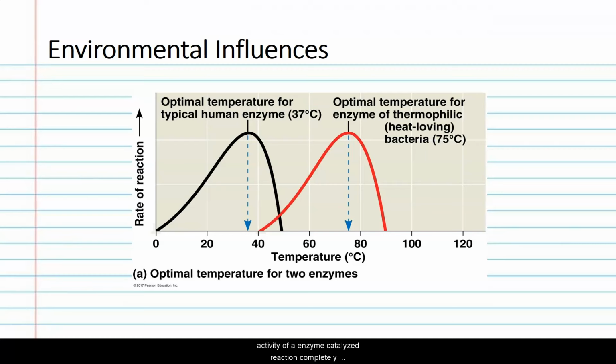And you'll notice that the activity of an enzyme catalyzed reaction completely disappears. Right? It drops off because we've denatured the proteins. They're no longer active. The same holds true for our thermophilic bacteria. It just happens at a higher temperature because these proteins tend to be more stable at those higher temperatures. So the temperature within the environment affects the activity of an enzyme.